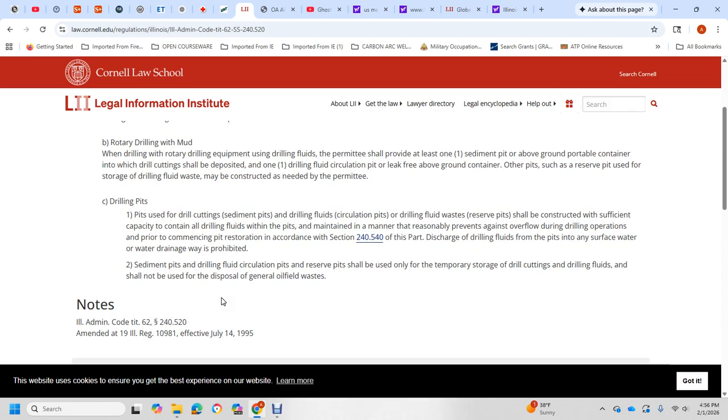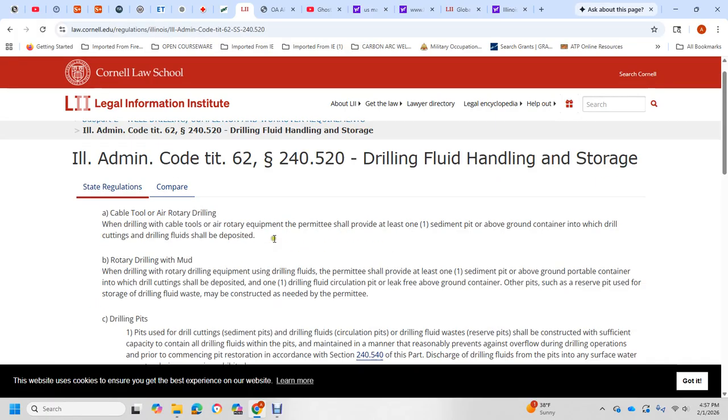Drilling fluid waste reserve pits shall be constructed with sufficient capacity to contain all the drilling fluids, and the pits shall be maintained in a manner that reasonably prevents overflow during drilling operation, prior to the commencement of pit restoration according to section 245.40 of this part. Discharge of drilling fluids to any surface water or waterway is prohibited. Sediment pits, drilling fluid circulation pits, and reserve pits should only temporarily store drilling cuttings and drilling fluids, and should not be used to dispose of generated oil field waste.